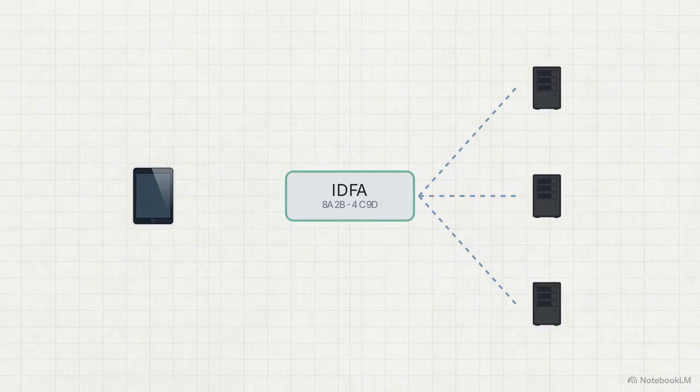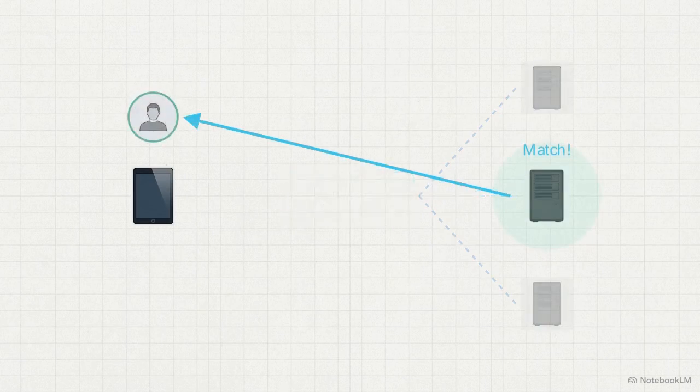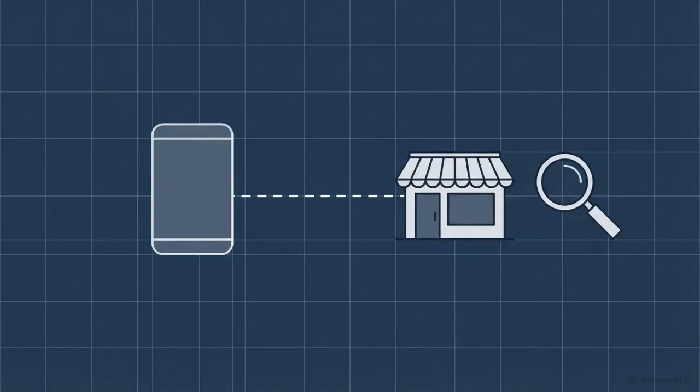Advertisers instantly cross-reference this IDFA with broker profiles, launching a real-time bidding war. The highest bidder, whose audience matches John's profile, wins the ad space. The process continues through Mechanism B, ad attribution.